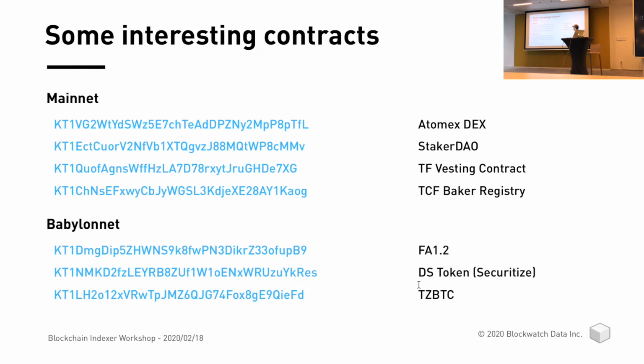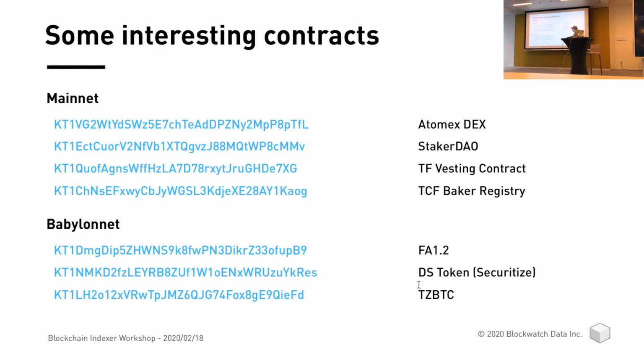Then we have some contracts on BabylonNet that are maybe interesting. There is one contract that implements the FA 1.2 interface. Then we have another contract, DS token. That's the thing used by Securitize or Elevated Returns to do their real estate tokenization project. And then we have another contract that's relatively new and unknown, which is wrapped Bitcoin.